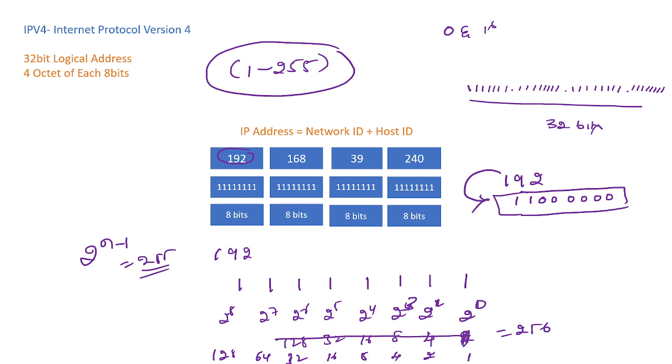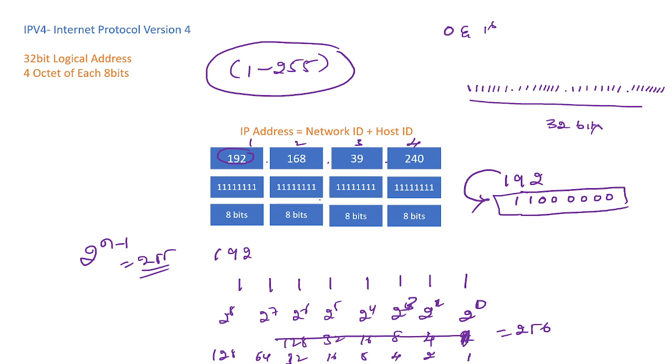Now you know what a logical address means. 32-bit means 8 plus 8 plus 8 plus 8. I have written 8 bits, 8 bits, 8 bits, 8 bits, and there are 4 octets: first octet, second octet, third octet, fourth octet. Each and every octet is separated by a dot.